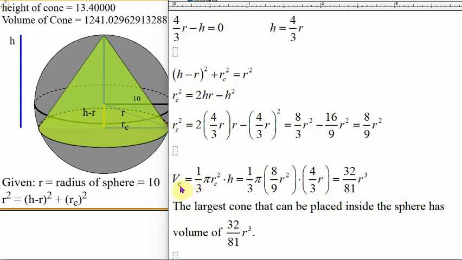And then the maximum volume of the cone is going to be 1/3 times pi times r sub c squared. In this case, it is going to be 8/9 r squared. And then the height is going to be 4/3 r. And then simplify everything, we get 32 over 81 r to the third. And so for this particular example, r would be 10. And so the largest volume is going to be 32 over 81 times r to the third, which is 1,000.